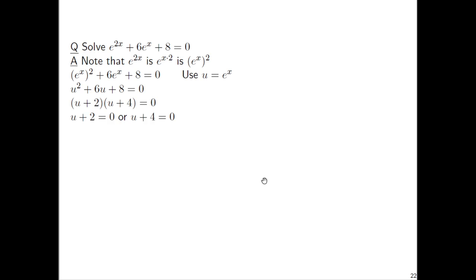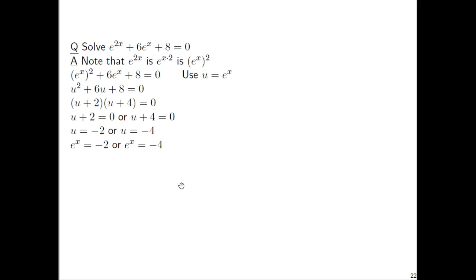Now apply the zero product property. So u plus 2 equals 0 or u plus 4 equals 0. Subtract 2 on both sides of one equation. Subtract 4 on both sides of the other equation. We have u equals negative 2 or u equals negative 4. Now that we've solved for u, we can substitute in e to the x for each of the u's, and we'll have e to the x equals negative 2 or e to the x equals negative 4.